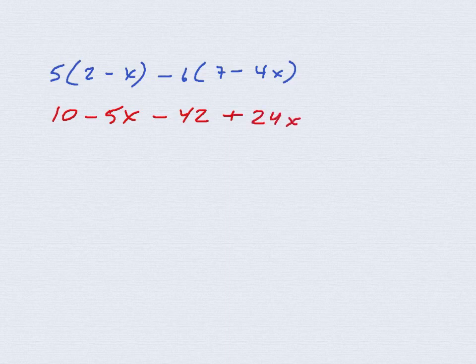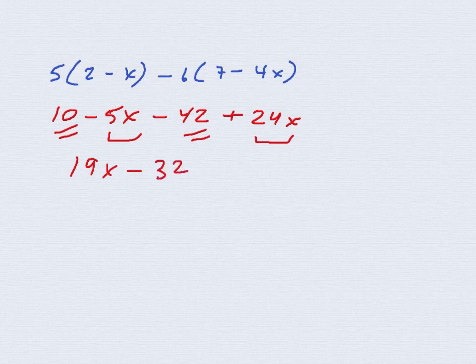Now you have to gather up your like terms. You have two constants. So 10 take away 42 is going to be minus 32. And you have two variable terms. So negative 5 plus 24 is going to be a 19x. And then minus 32.